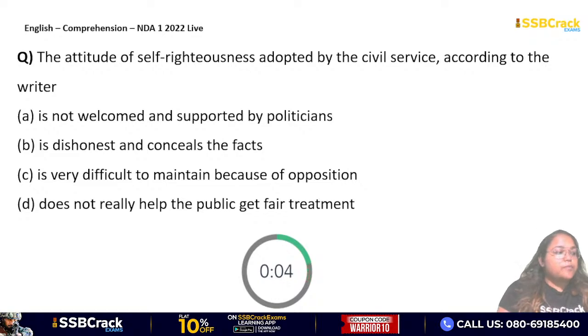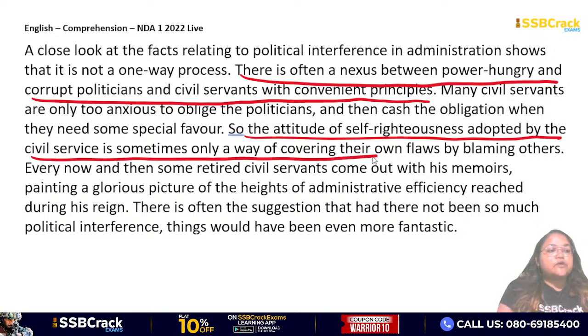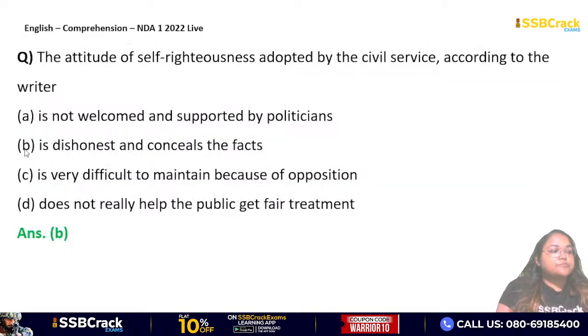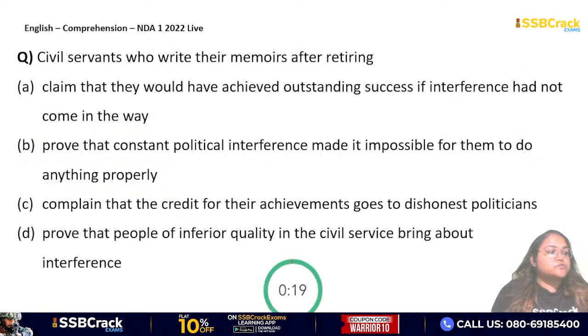Okay, so if you go back to the passage here, it is very, very clearly written, the attitude of self-righteousness adopted by the civil service is sometimes only a way of covering their own flaws by blaming others, right? So what will be the answer here? It will be option B. It is dishonest and conceals the facts. It hides the facts. So option B is your answer. Very good. Shaurya, Karan, Abhishek. Moving on to the next question.